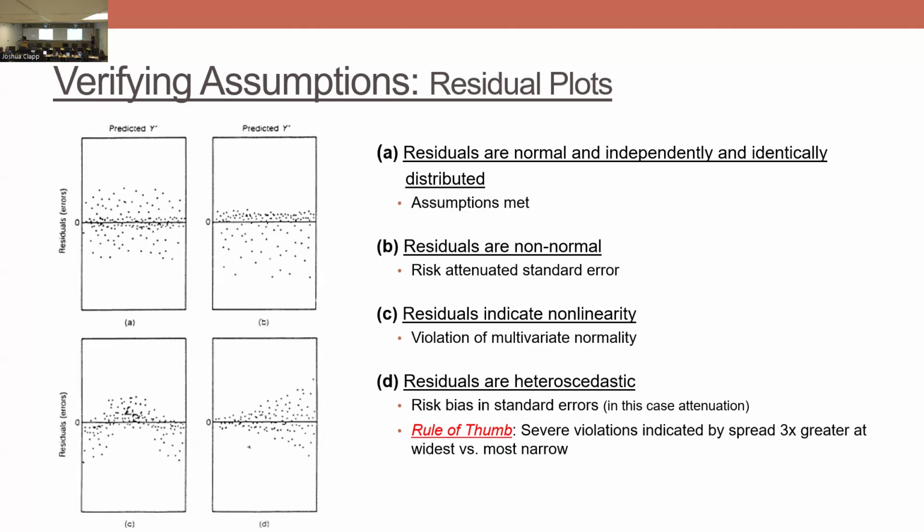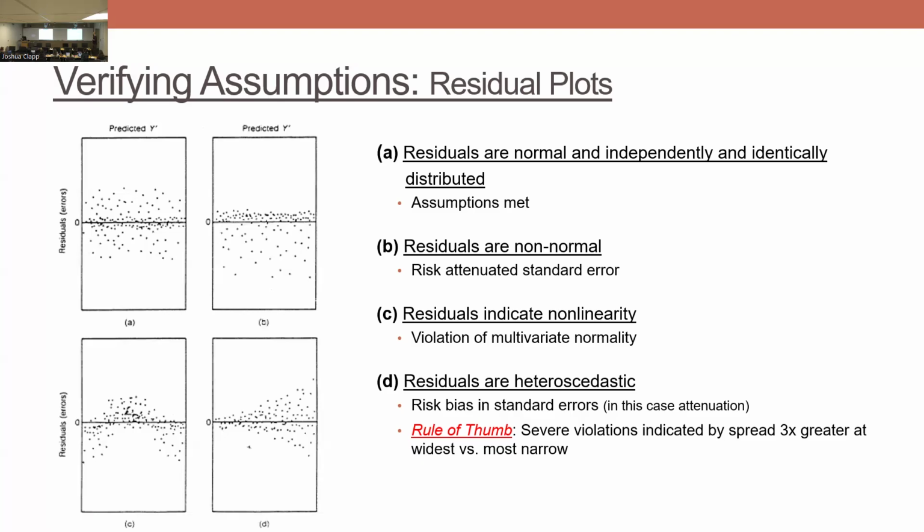Panel B, here we have non-normal residuals. We have residuals that are still stacked around our prediction line, which is expected, and around 0. But when we miss, we're always missing high, right? And people are falling below that. If I take a look at any individual predicted value of y, my residuals are skewed, right? And so this is going to be a problem. What I'm worried about is attenuated standard errors here, because my residuals aren't normally distributed.